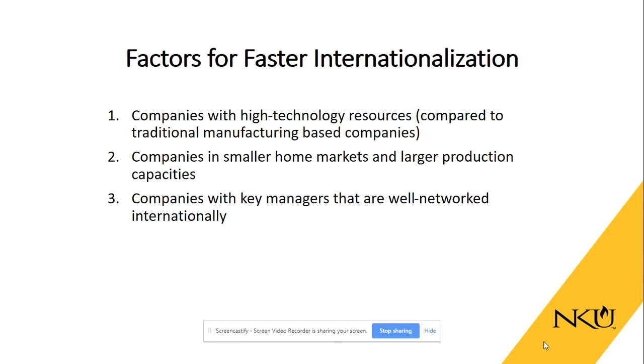The third factor, and maybe the most important factor, is that companies with managers who are well networked internationally also internationalize a lot faster. And we know networking is so successful in every aspect of business. And it's no different when you are networking internationally. So the more connections you can grow with people in other countries, the more likely a success you will have with internationalization.